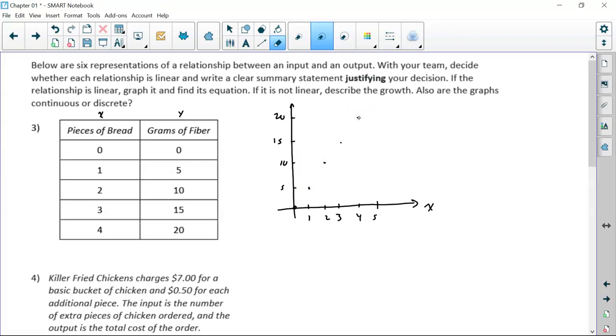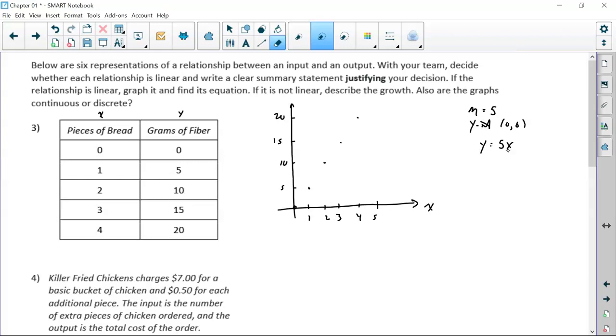Now, you can see what's going to happen is we're just adding 5 grams of fiber for each piece of bread. So our slope is 5. That's how much we're increasing each time. And our y-intercept is at 0, 0. So our equation, y equals 5x.